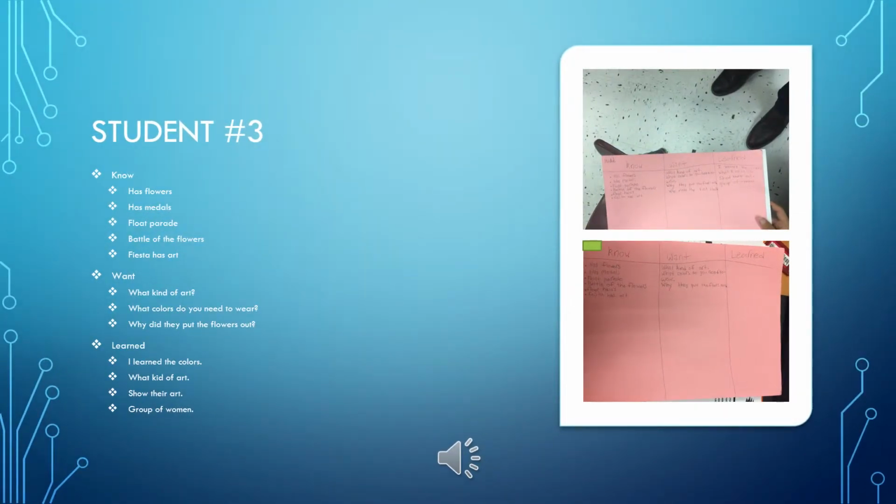For student number three's KWL chart, she chose to fill in that she knew Fiesta had flowers, medals, parades, the Battle of the Flowers, and that Fiesta had art. She wanted to know what kind of art they had, what colors do you need to wear when you go to Fiesta, and why do they put the flowers out during Fiesta. In the learn section, she wrote that I learned the colors, what kind of art they have, they show their art there, and that it was put together originally by a group of women.